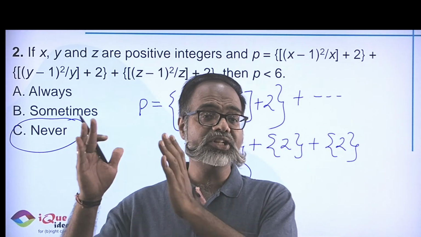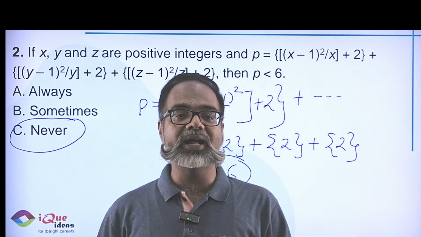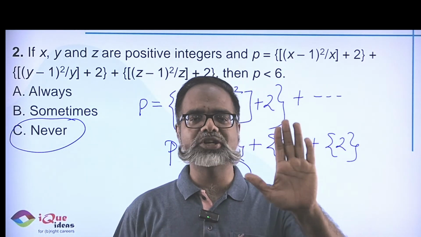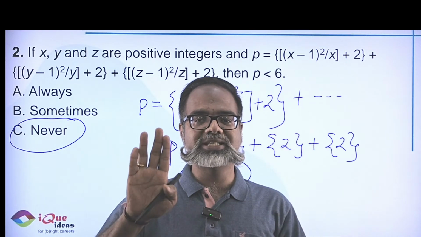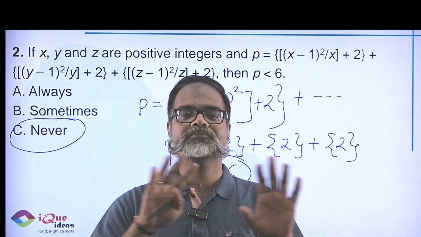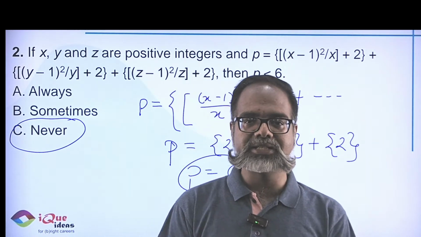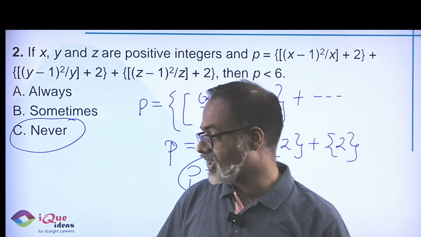And because each of the three parts of the value of P are symmetrical, I'm not going to waste time writing everything down and solving it, because whatever is true for the X portion is the same for the Y, is the same for the Z. That's it. So second question done and dusted, relatively simple. Let's move ahead and check out the third one.